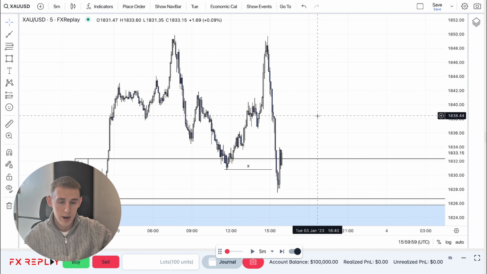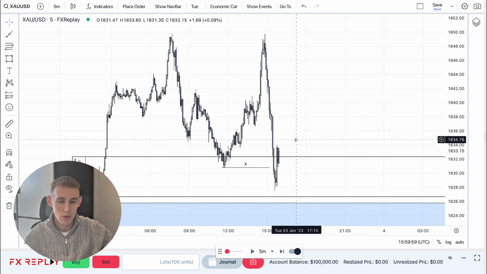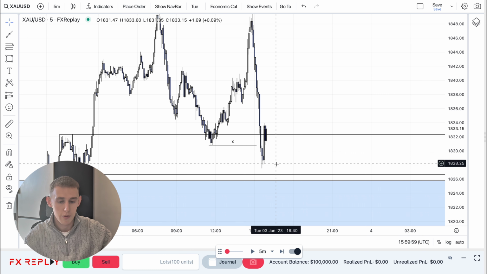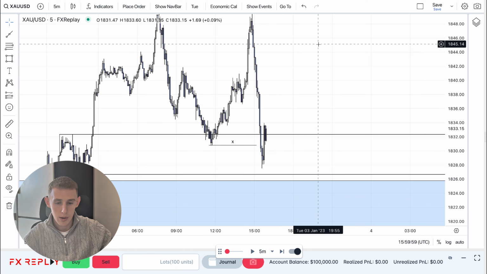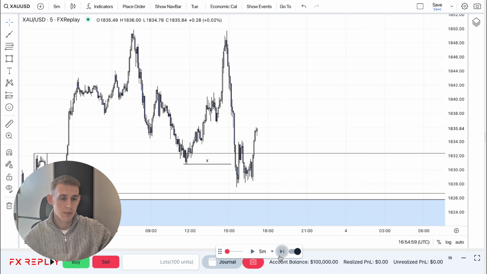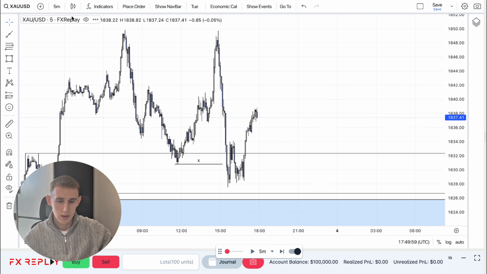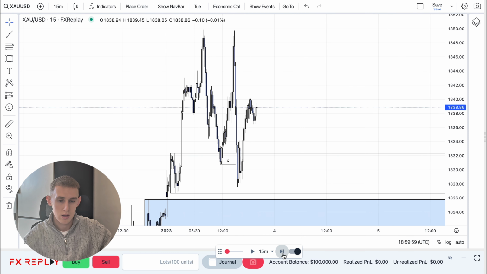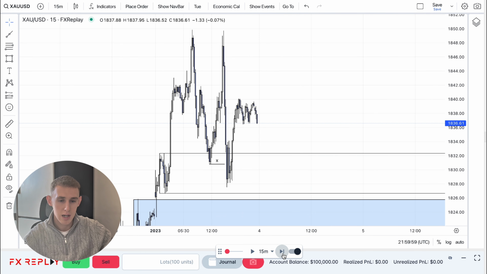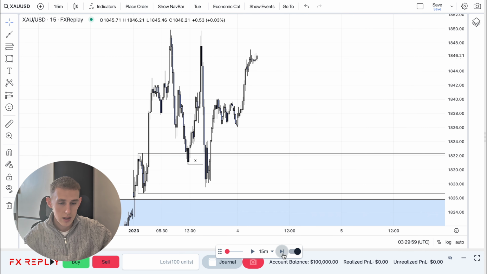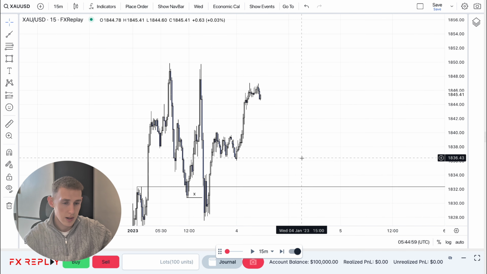Either we could see price just rally straight towards these highs, or maybe you could see it come lower, take this low, and then give the confirmation. So let's see what I want to do. I'm going to play this on the 15-minute as well. I think it's probably just going to continue straight up without pulling back. Yeah, okay, so let's have a look here.